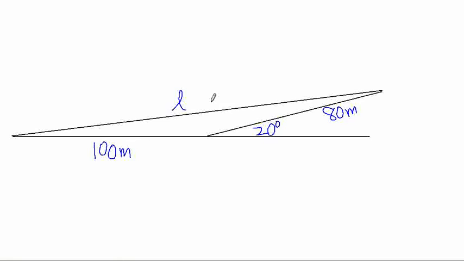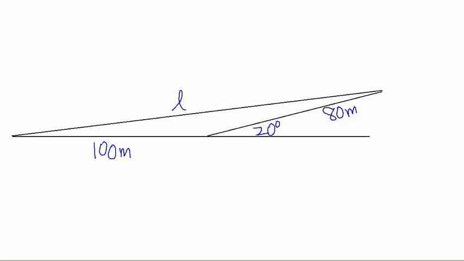All right, so I've drawn a very thin triangle, and I've identified two side lengths, 80 meters and 100 meters. I've also given you the measure of an exterior angle. So with that information, can you calculate the length of the side denoted by the letter L? Pause the video and work that out now, please.